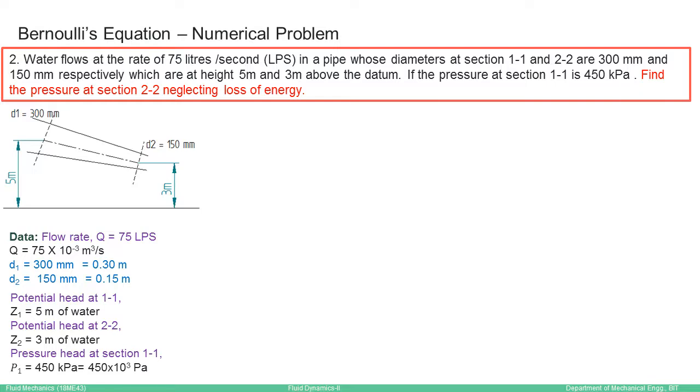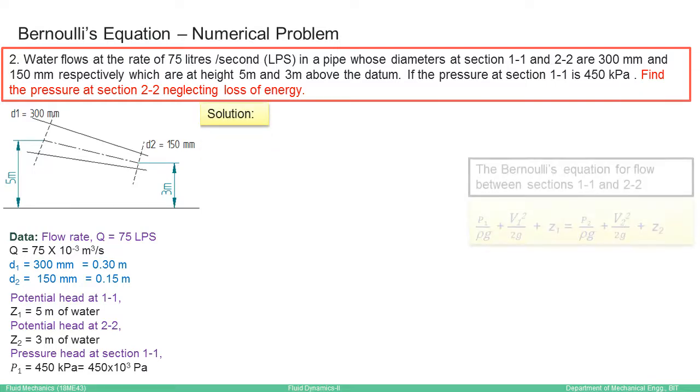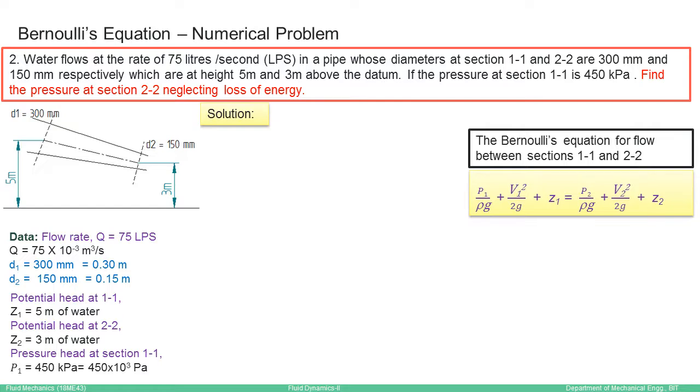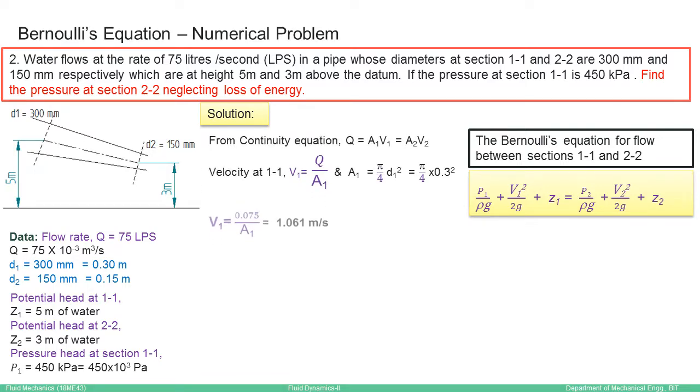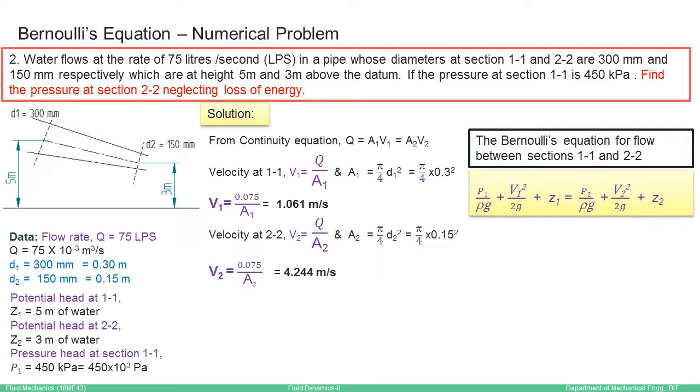Now we have to repeat this procedure of considering Bernoulli's equation between sections 1 and 2. We will have to go through these steps to find V1 and V2 using the continuity equation. For this case, velocity V1 becomes equal to 1.01061 meter per second, and velocity at section 2-2 is 4.244 meter per second, and the density of water can be taken as 1000 kg per meter cube, even if it is not given in the problem.